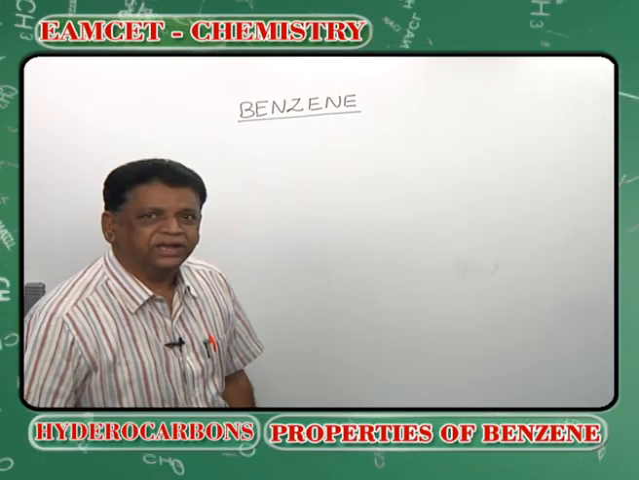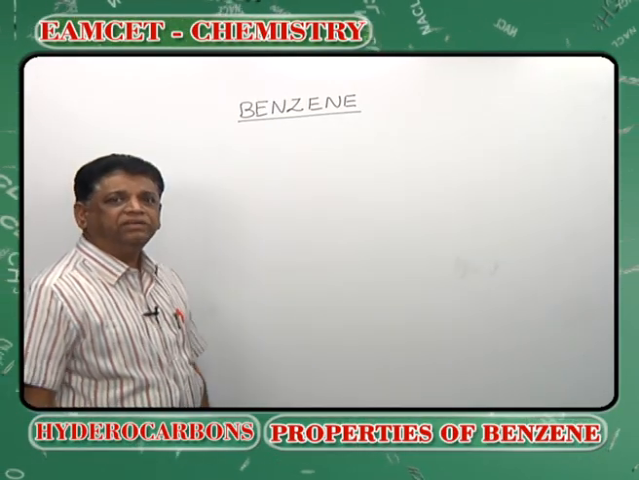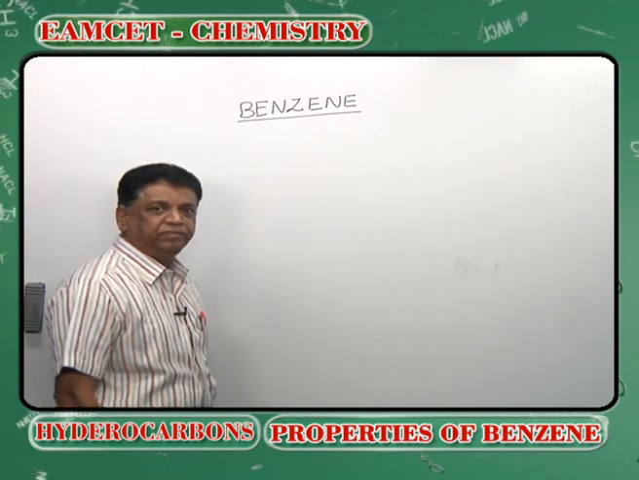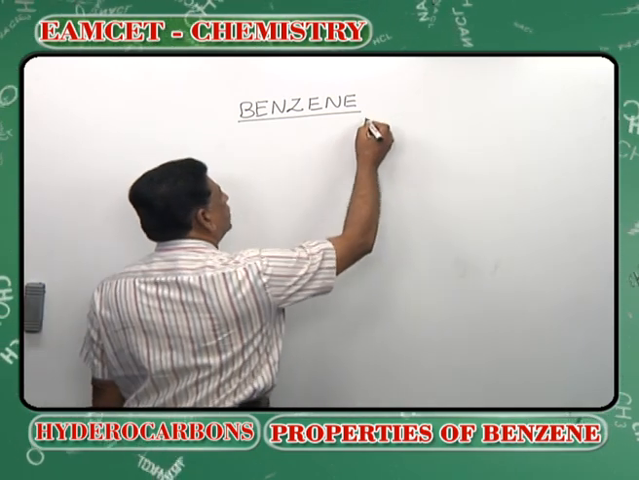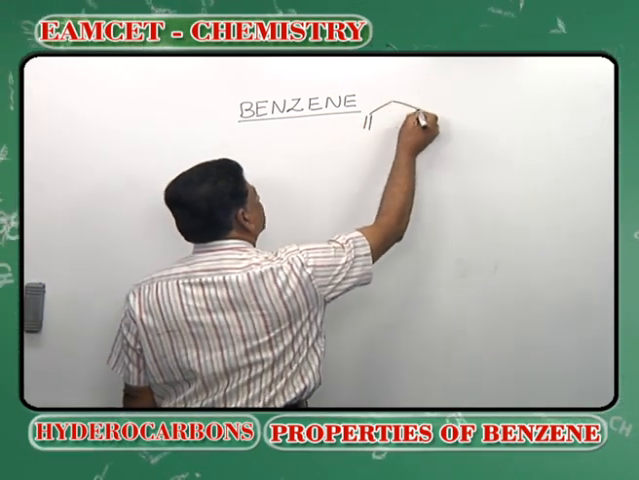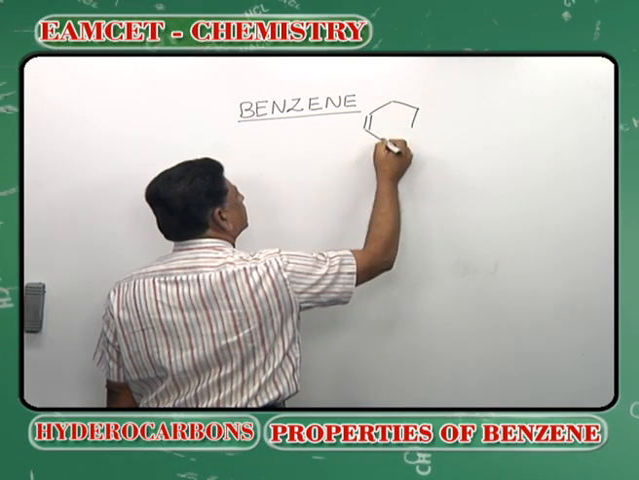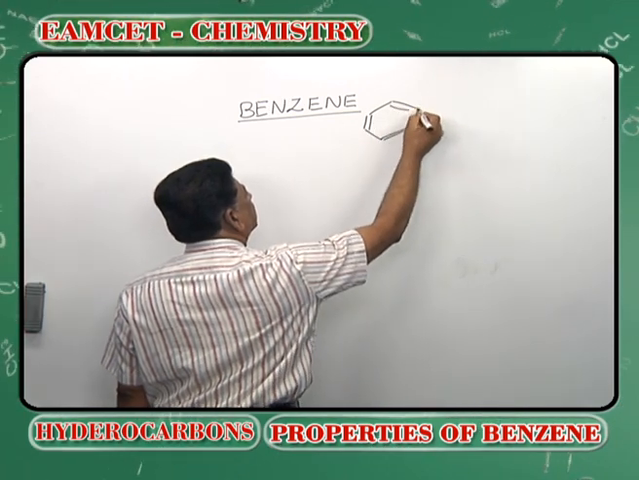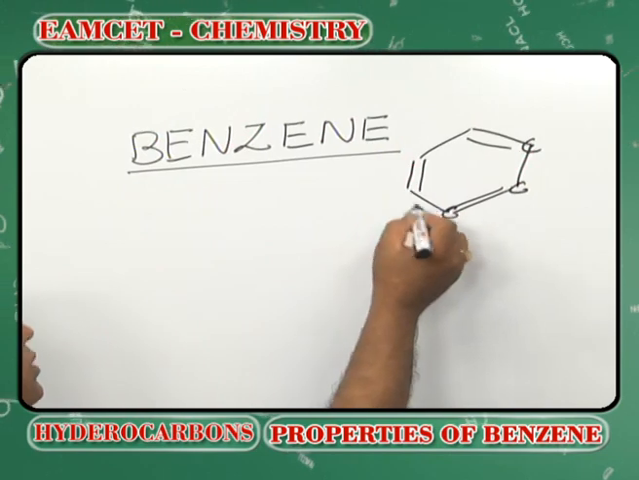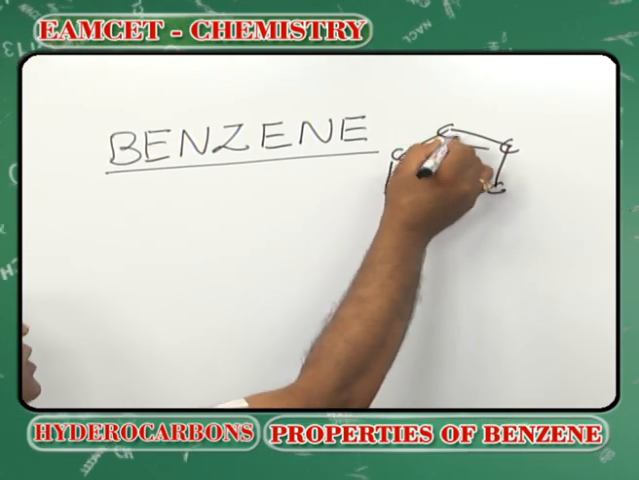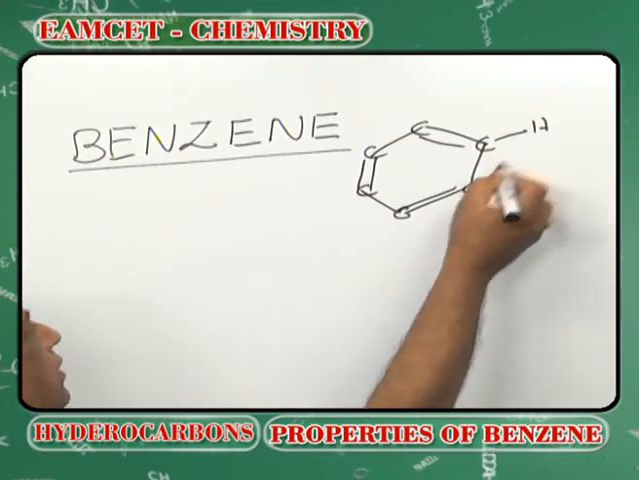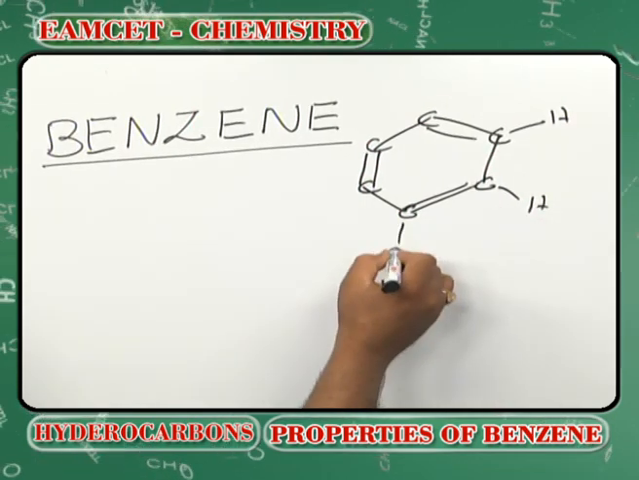Welcome all of you to the organic chemistry class. Today our class is benzene. Benzene is a molecule where we have 6 carbons. At each corner we have 1 carbon, and each carbon is also holding 1 hydrogen.